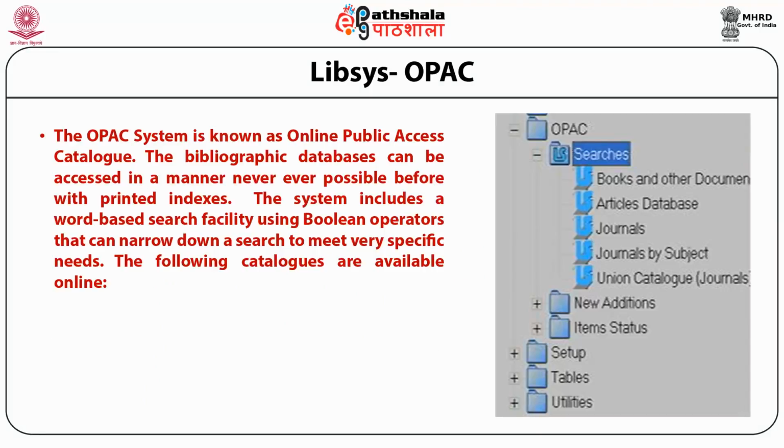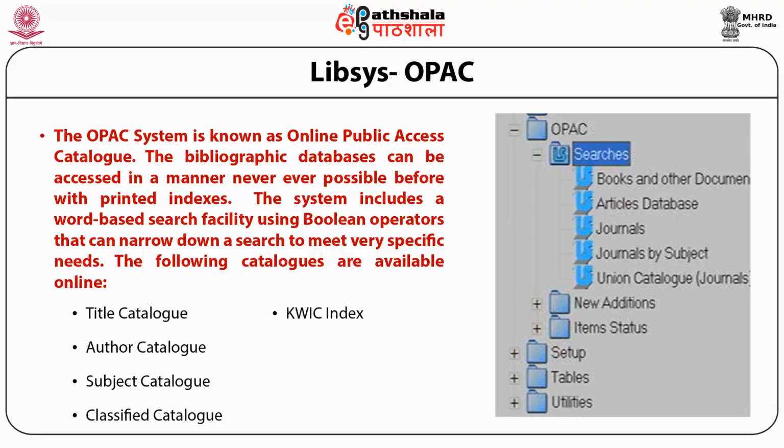OPAC, or Online Public Access Catalog of LIBSYS, provides the bibliographic database search. The system includes a word-based search facility using Boolean operators that can narrow down a search to meet very specific needs. The OPAC enables searches for titles, author, subject, classified, that is call number, or through publisher or place of publication with different search strategies and combination searches.